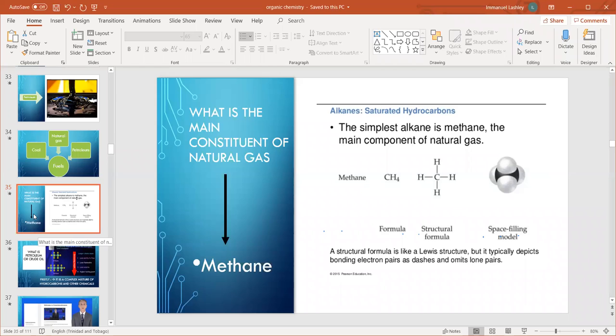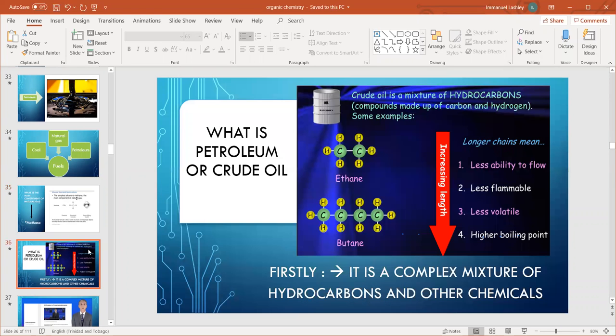All right, so the main constituent of natural gas is methane. Next, what is petroleum or crude oil? Your syllabus wants you to look at petroleum or crude oil as a mixture of hydrocarbons, or compounds that are made up of carbon and hydrogen. So it is a complex mixture of hydrocarbons and other chemicals.